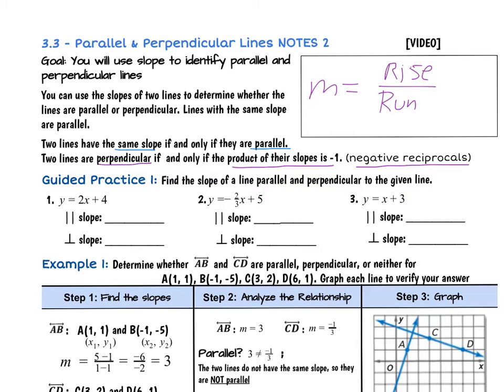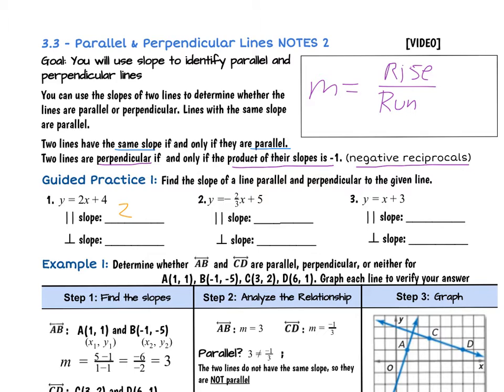So for instance, here in number 1, find the slope of a line that is parallel and perpendicular to the given line. Number 1, we're given 2x plus 4. So to be parallel, they must have the same slope. So the slope here would be 2, because that is our slope here. Now to be perpendicular, the product of their slopes must equal -1, or to be negative reciprocals.